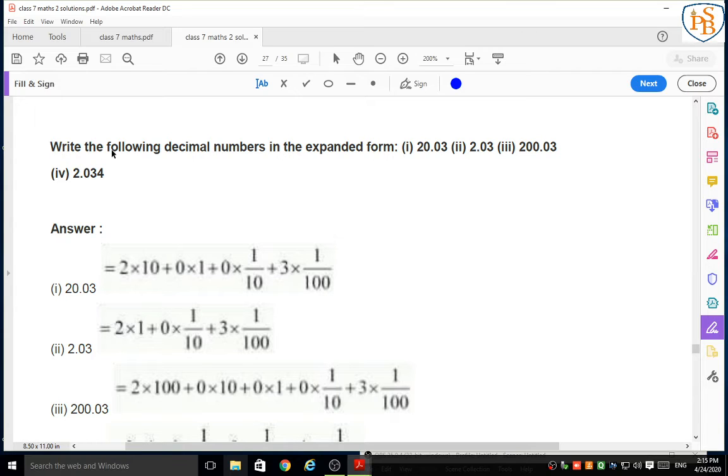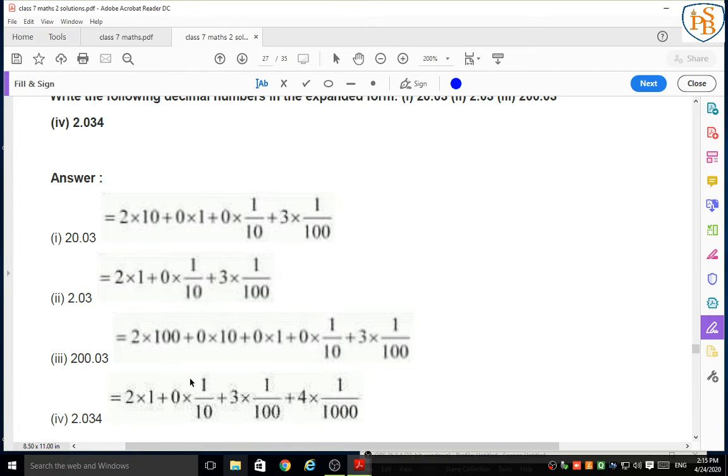And question number 5 is: write the following decimal numbers in expanded form: 0.03, 20.03, 2.03, 200.03 and 2.034. Okay, the first one, 20.03. Before the point, 0 is at the 1's place and 2 is at the 10's place. So 2 into 10 plus 0 into 1.